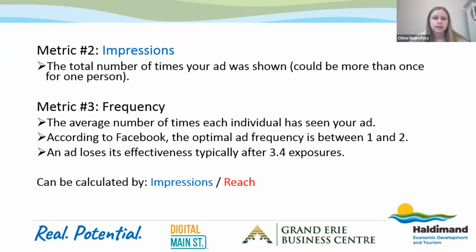The second metric is impressions. As mentioned before, this is the total number of times your ad was shown. So it could be more than once for one person. And that carries us over into frequency and how it's calculated. Frequency is the average number of times each individual has seen your ad. According to Facebook, the optimal ad frequency is between 1 to 2 exposures.